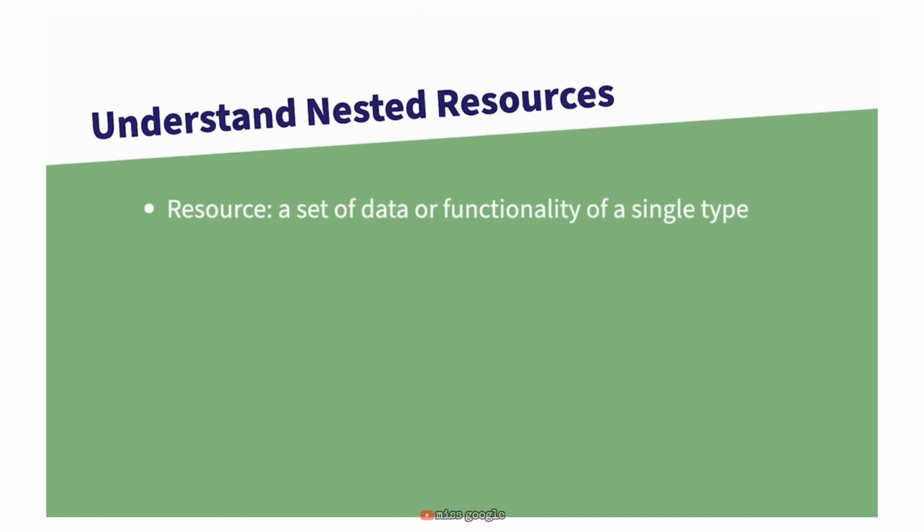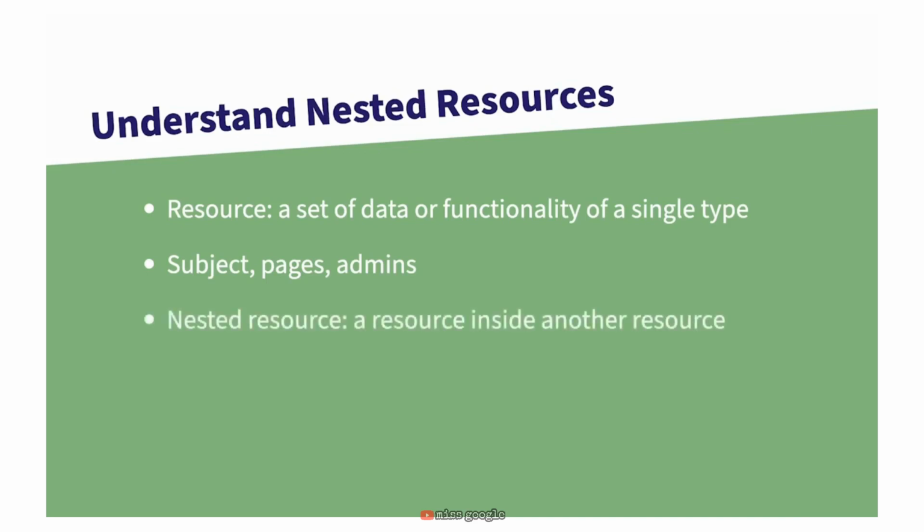So far in our application, we have three things I would consider resources. We have subjects, we have pages, and we have admins. Each one of those is a different type of data. We're storing it in a different table in the database, and there's different functionality related to each one. We actually have PHP functions that allow us to do create, read, update, and delete on each of those three different resources. When I talk about nesting the resources, I'm talking about putting a resource inside another resource so that it's dependent on the resource it sits inside.